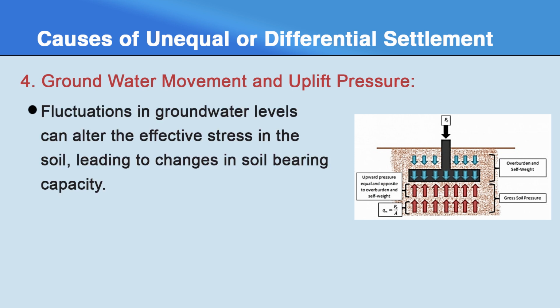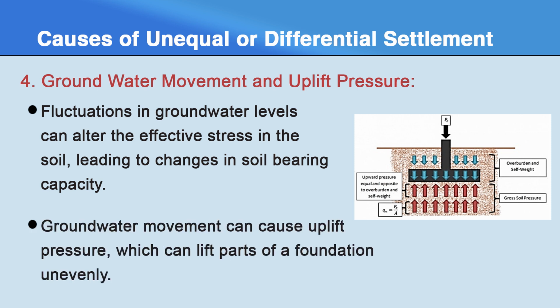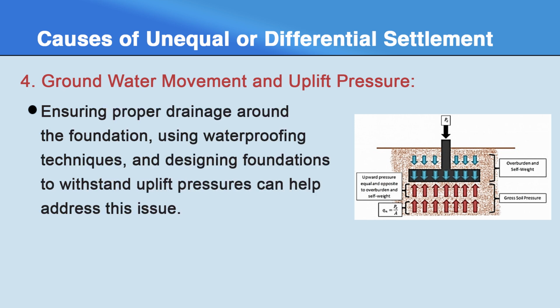Fluctuations in groundwater levels can alter the effective stress in the soil, leading to changes in the soil bearing capacity. Groundwater movement can cause uplift pressure, which can lift parts of a foundation unevenly. Differential uplift can lead to cracking of the foundation, uneven settling of the structure, and potential structural instability.